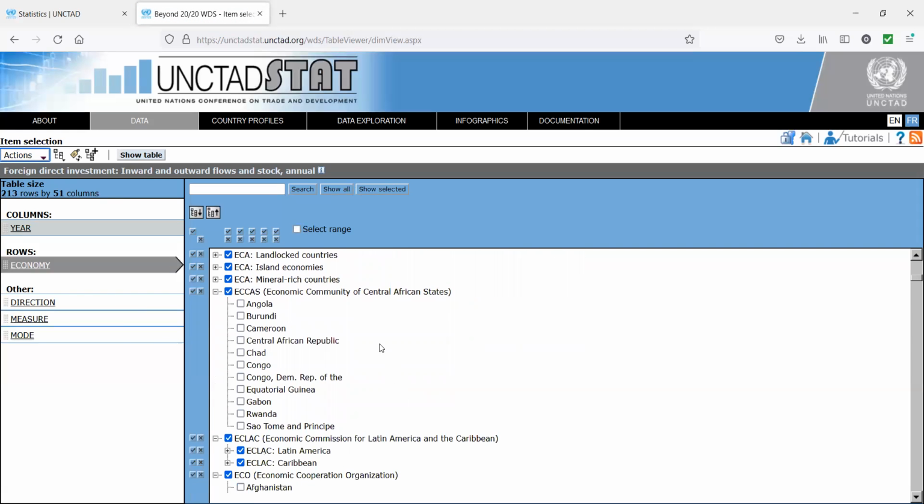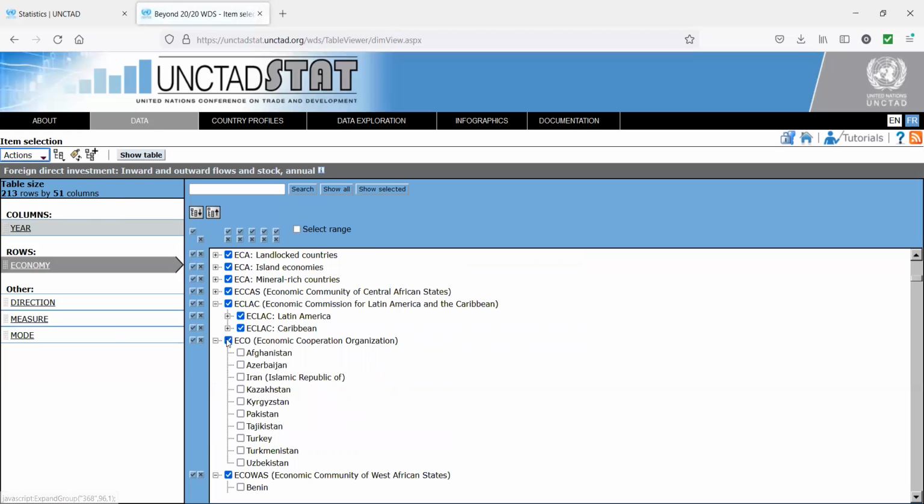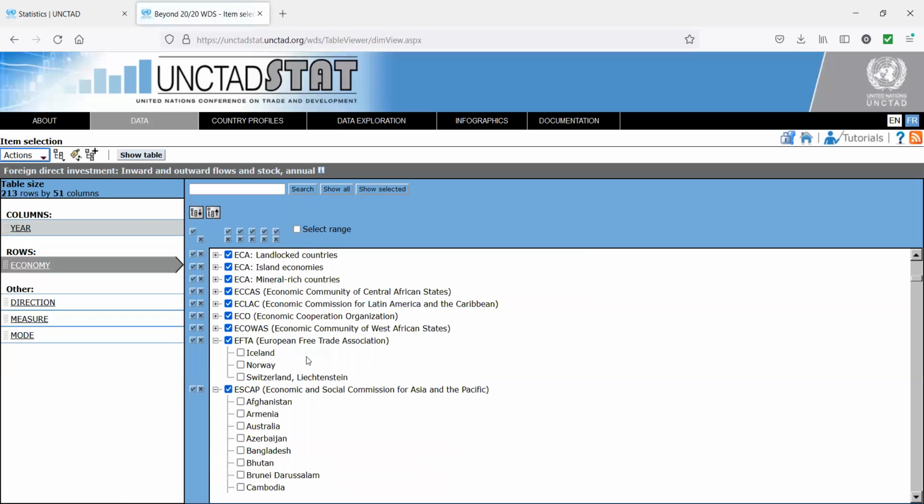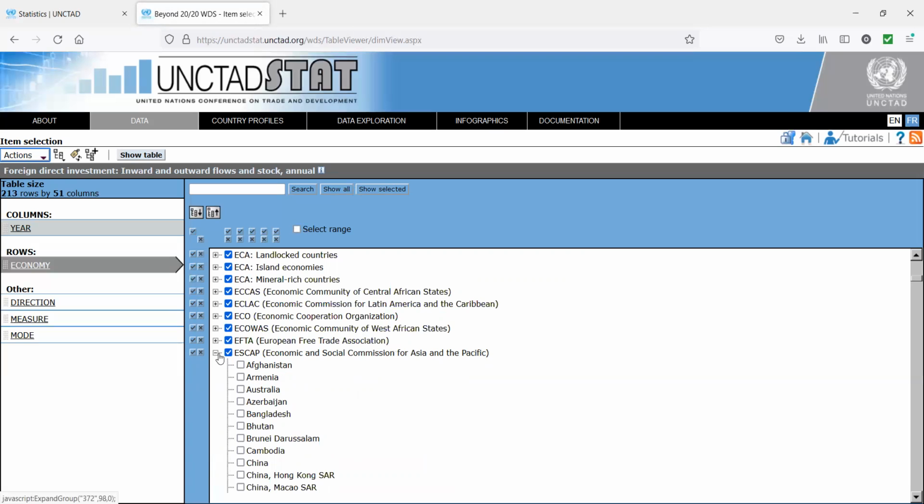Economic Community of Central African States. Economic Commission for Latin America and the Caribbean. Economic Cooperation Organization. Economic Community of West African States. European Free Trade Association. Economic and Social Commission for Asia and the Pacific.